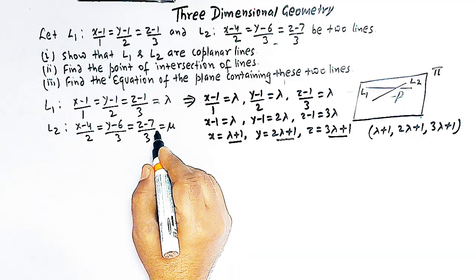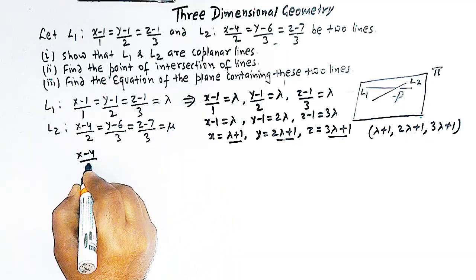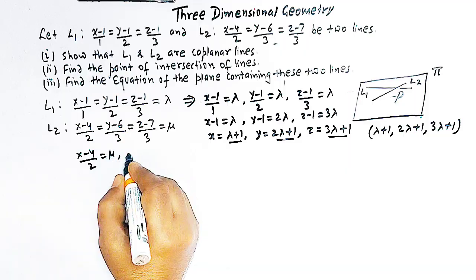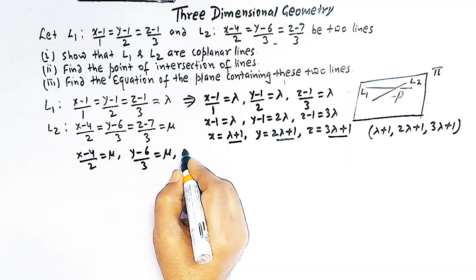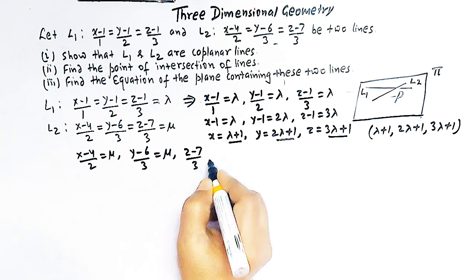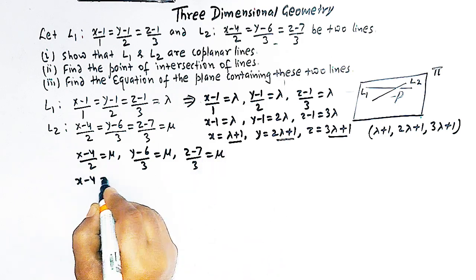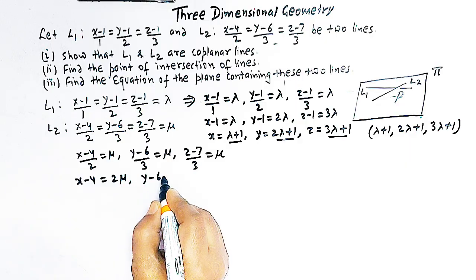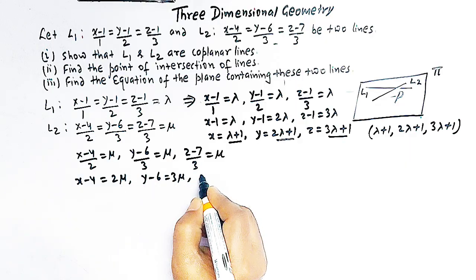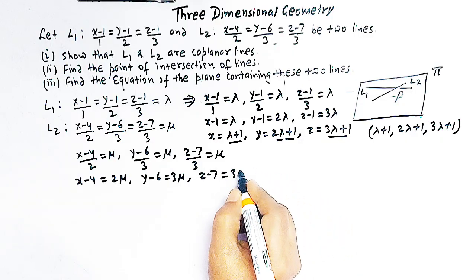And similarly from this equation we can now write x minus 4 over 2 is equal to mu, y minus 6 over 3 is equal to mu, z minus 7 over 3 is equal to mu. So from here we have x minus 4 is equal to 2 mu, y minus 6 is equal to 3 mu, and z minus 7 is equal to 3 mu.